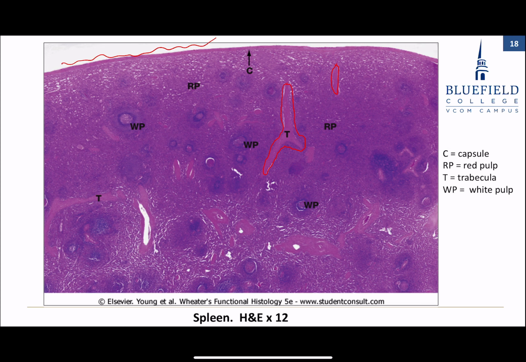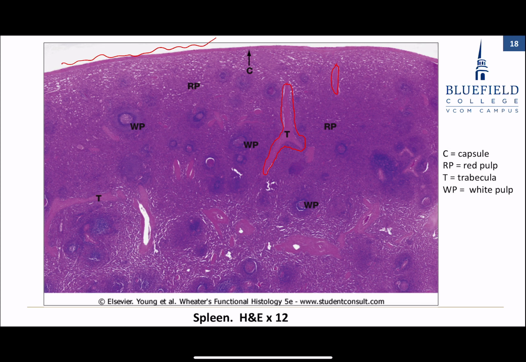Okay? Red pulp is red due to the presence of red blood cells. We're going to see a special circulation setup within the red pulp. White pulp is white due to the presence of white blood cells. Okay? Now, what do white blood cells look like? I mean, white blood cells are lymphoid tissue. What does lymphoid tissue look like? A bunch of dark staining nuclei when we look at it here.